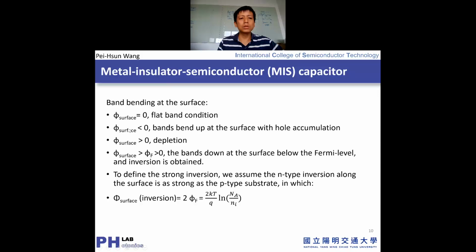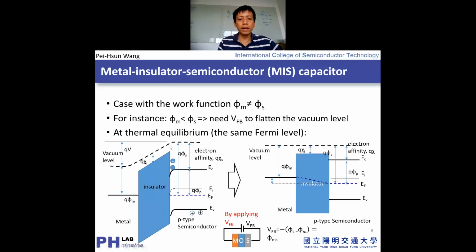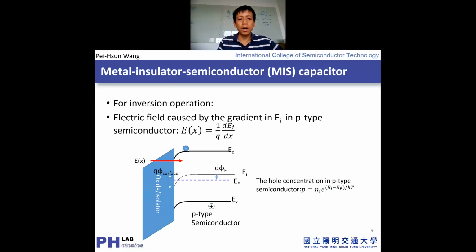If you have the surface potential which is less than 0, it indicates the band should be bent up at the surface with hole accumulation. Sorry, I have a typo here. It should be band up at the surface with hole accumulation. So if you get the surface potential which is first larger than 0, so you get back to the previous slide as we defined, the phi should be positive if it bends down.